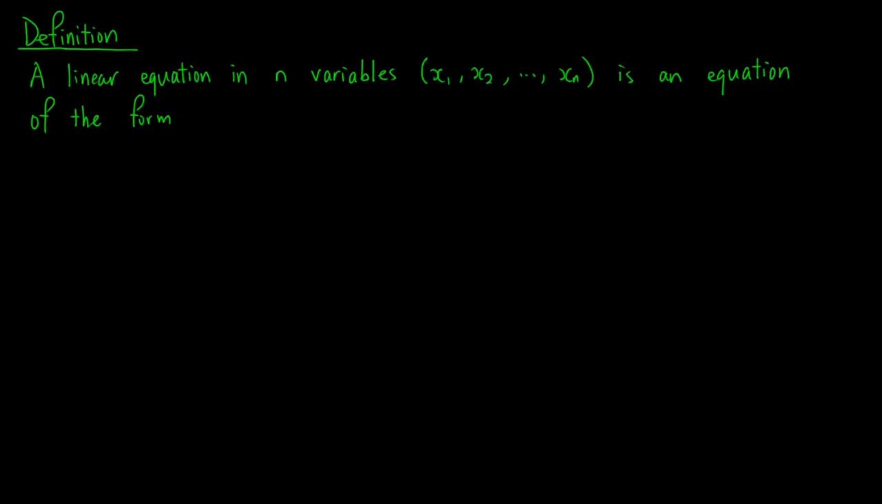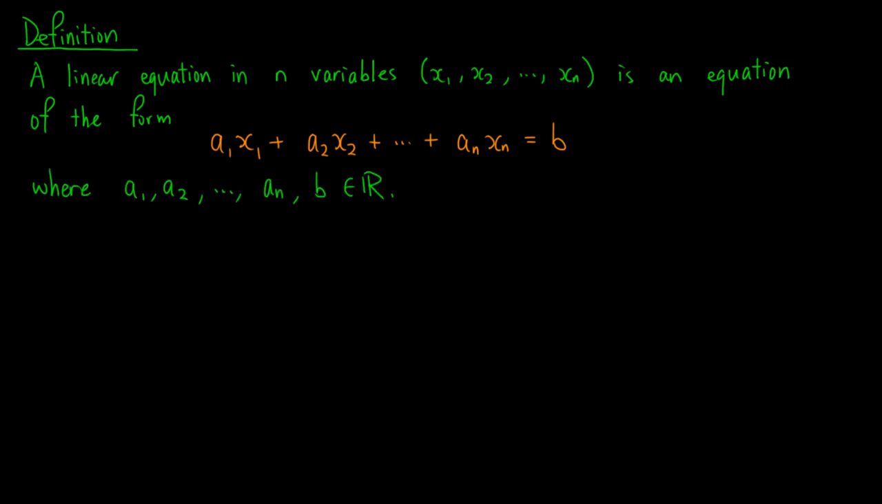We now begin to talk about systems of linear equations. First, let us define what is a linear equation. A linear equation in n variables, say x1, x2 up to xn, is an equation of the following form: a1 times x1 plus a2 times x2 plus all the way to an times xn equals b, where a1, a2 up to an and b are real numbers.